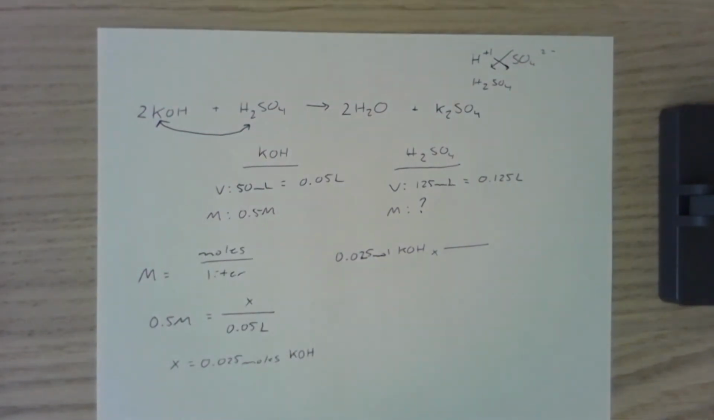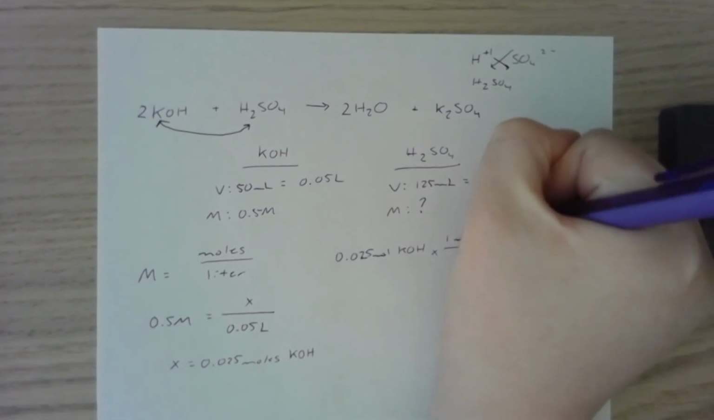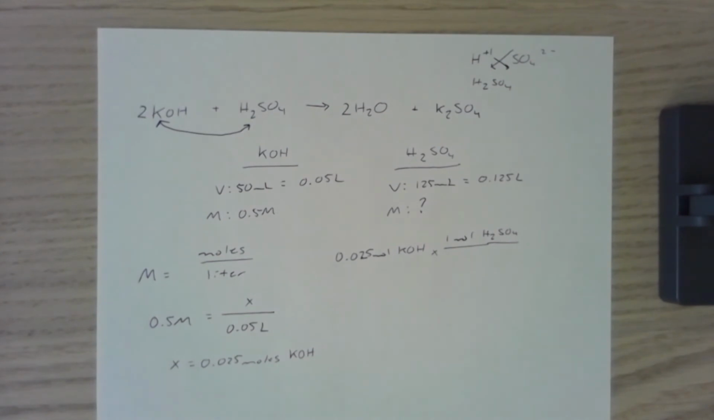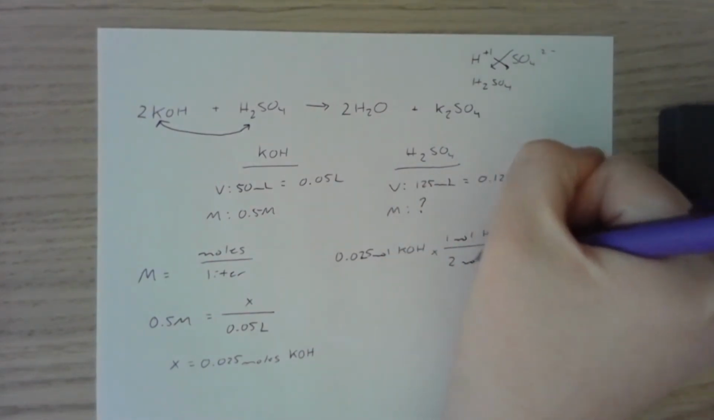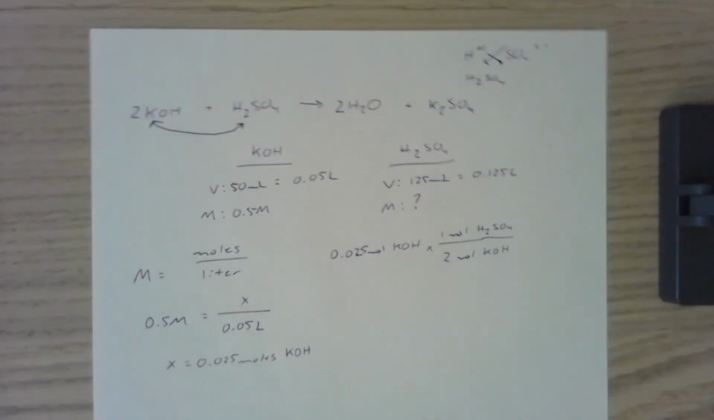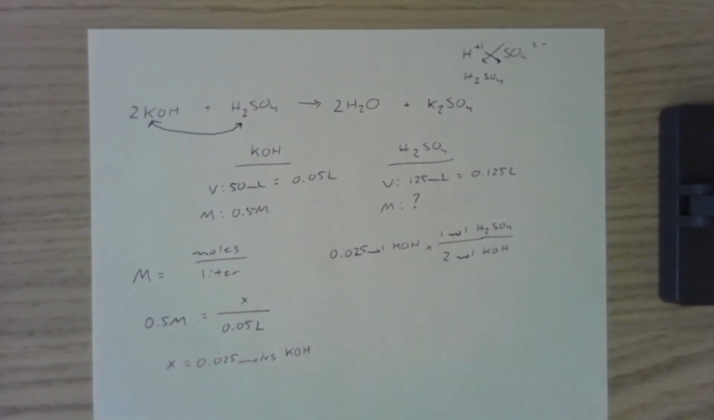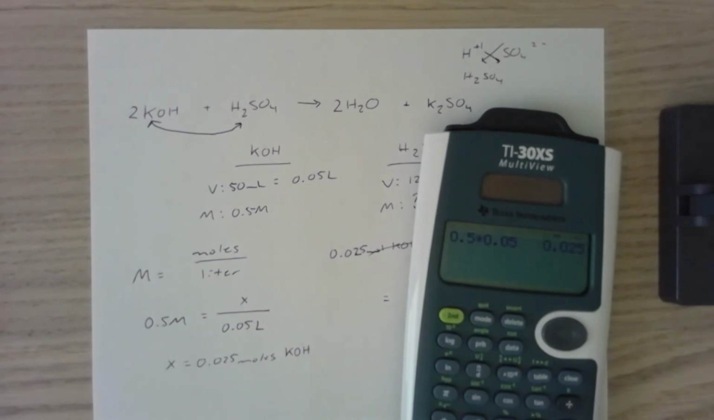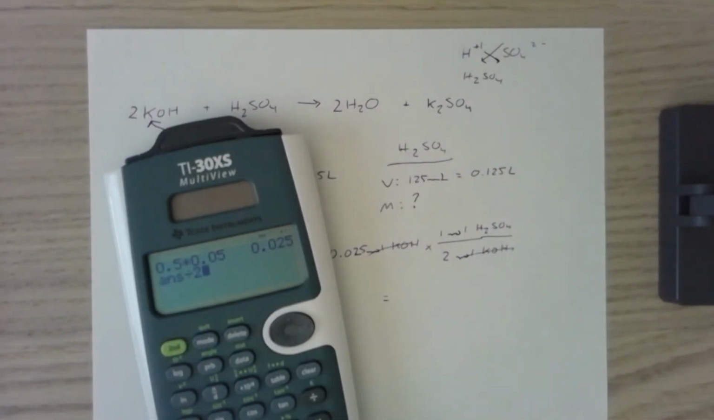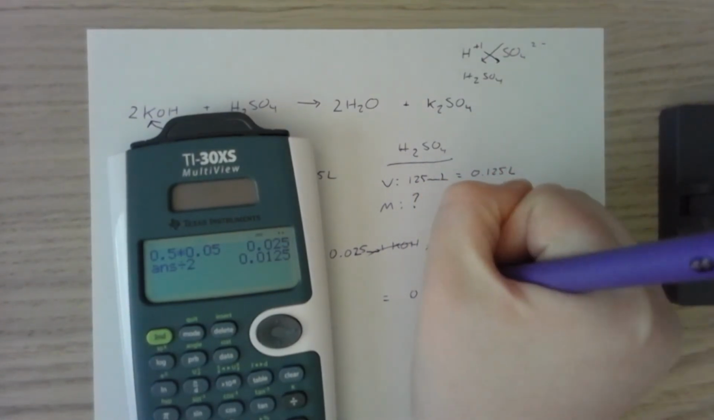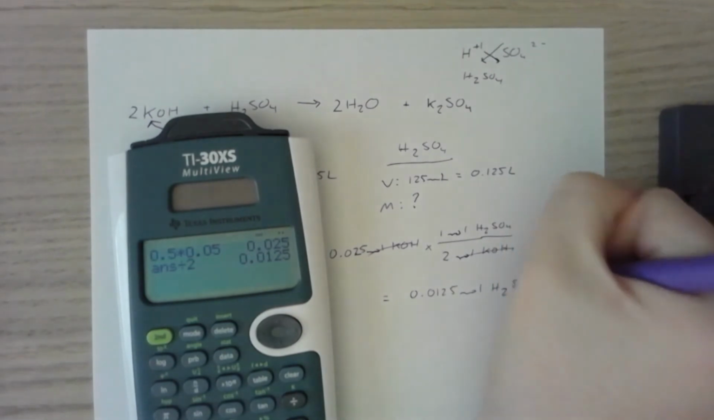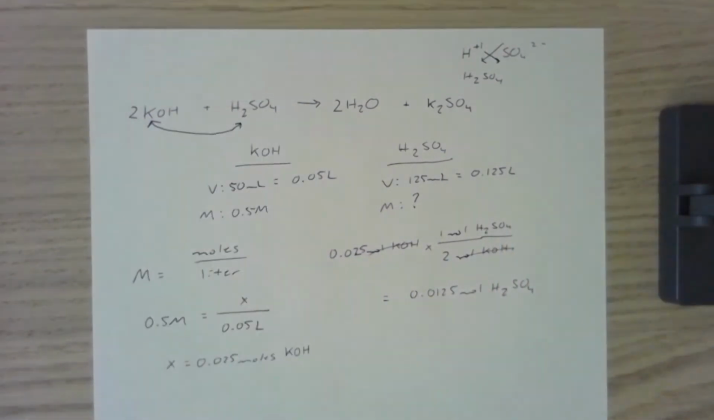So I'm going to plug that in. I want H2SO4, so I'm going to put that up top. Remember, what you want should be at the top of the next fraction. And you also want to set it up so that what you just had can cancel out. So I'm going to put that KOH on the bottom. So that cancels, that cancels. So I'm just going to do the math. I'm going to take this 0.025, divide it by 2, and that gives me 0.0125 moles of H2SO4. Alright, so that's not my final answer though.